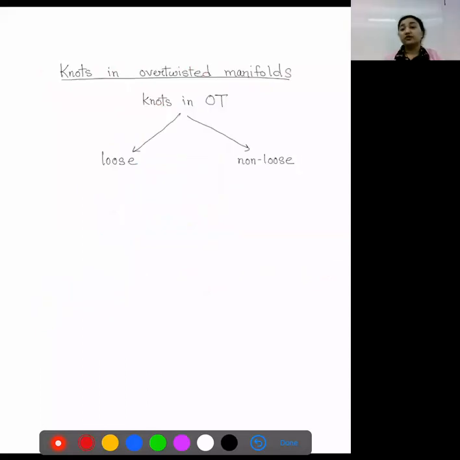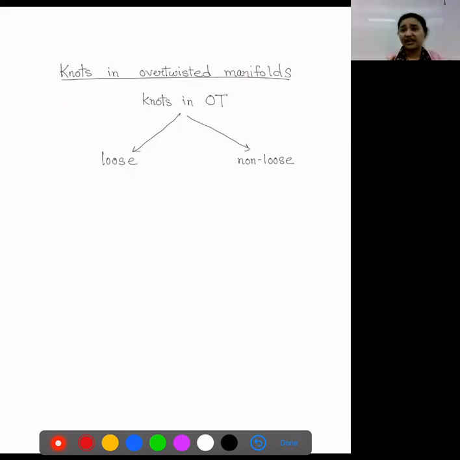Okay. Now, what about knots in over-twisted manifolds? There are two types of knots in over-twisted manifolds. They are known as loose and non-loose. Now, why are there two types of knots? Let us take this example. Suppose we are in an over-twisted manifold and we have a knot, and we remove the tubular neighborhood of the knot. Now, what can happen? Either the complement is still over-twisted, or it can become tight. These two things can happen.